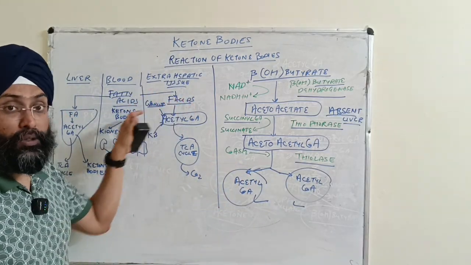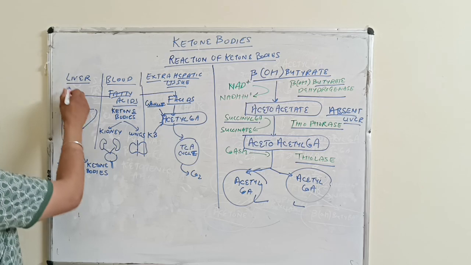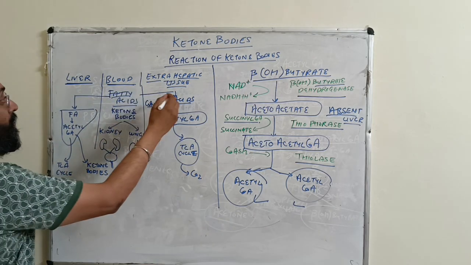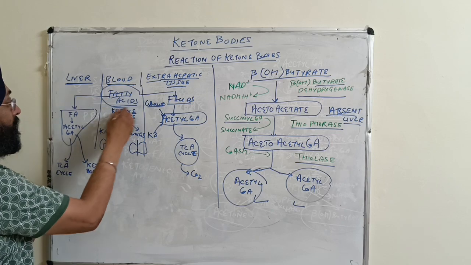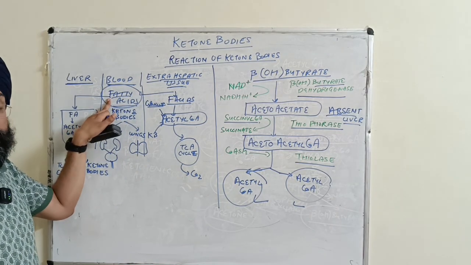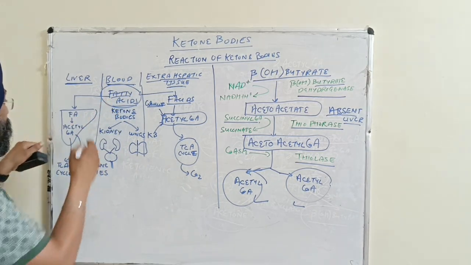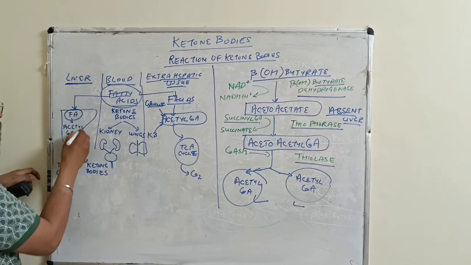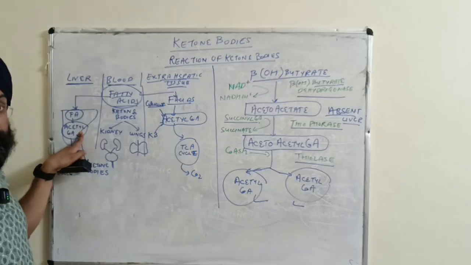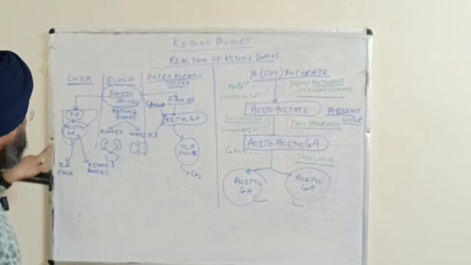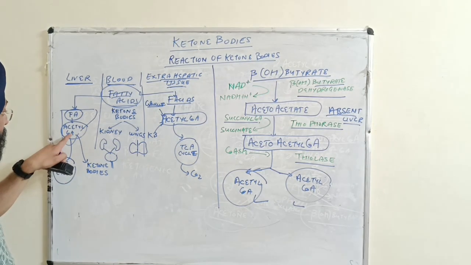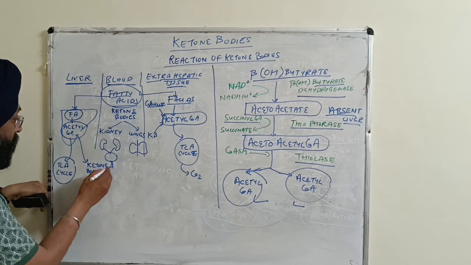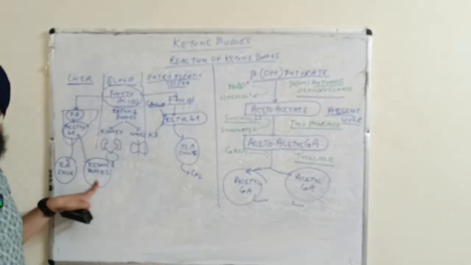Now we'll discuss the different tissues: first is liver, second is blood, and third is extrahepatic tissue. First of all we have fatty acid. Fatty acid can undergo beta oxidation and form the product acetyl CoA. This acetyl CoA can enter the TCA cycle, and it is also the precursor for the synthesis of ketone bodies.